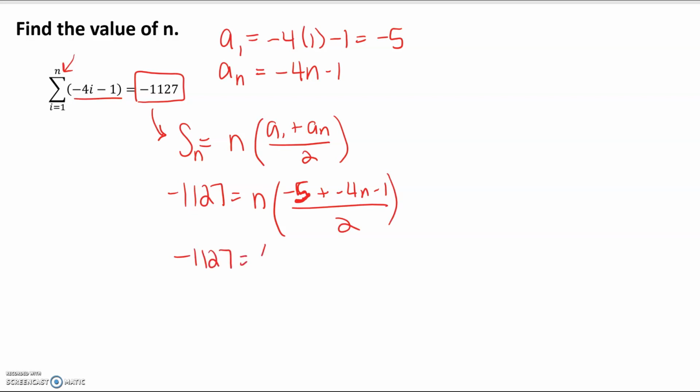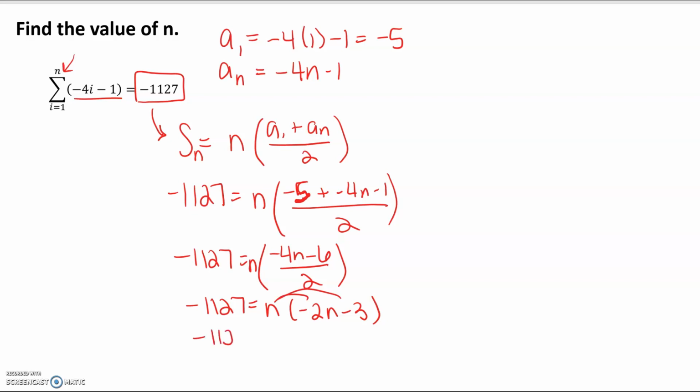So now I'm going to simplify what's inside the parentheses. So I have -4n minus 6 divided by 2. Oh, I forgot my n on the outside. There we go. Okay, and what I'm going to do now is actually divide those by 2 because they're both even numbers. So I end up with a -2n minus 3. I'm going to distribute my n. So I have -2n squared minus 3n.